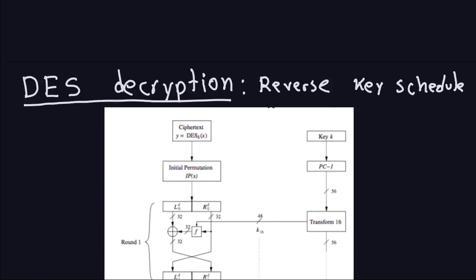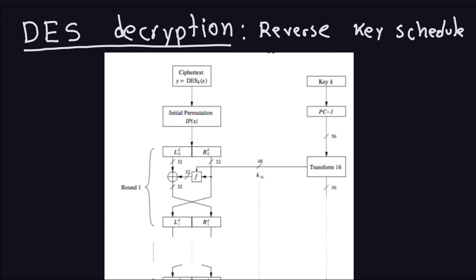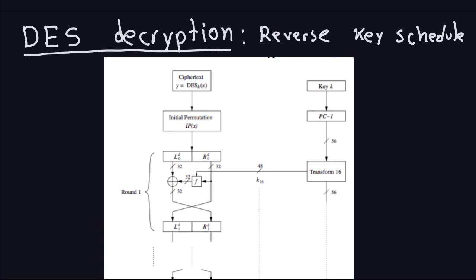Because what we did in the previous videos was talk about the encryption of DES. Now, the decryption of DES is actually almost exactly the same as the encryption. The only difference is that now we're going to reverse the key schedule. So what do I mean by that?